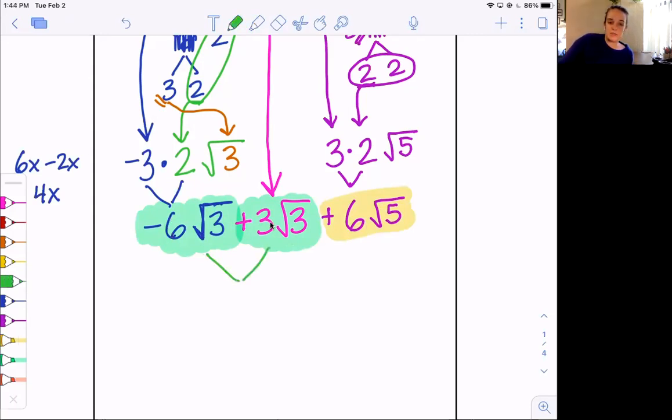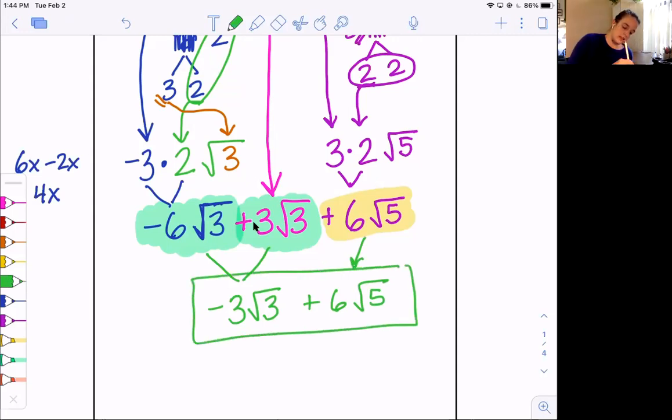So -6 plus 3 would be -3 square root 3. So -6 coming up 3 would be at -3. And then I'm going to bring down this 6 square root 5. That's just going straight down. And this is our first instance where we can't combine them. They're not like terms. So just this would be my answer. I've combined them as much as I can, but that is my answer.